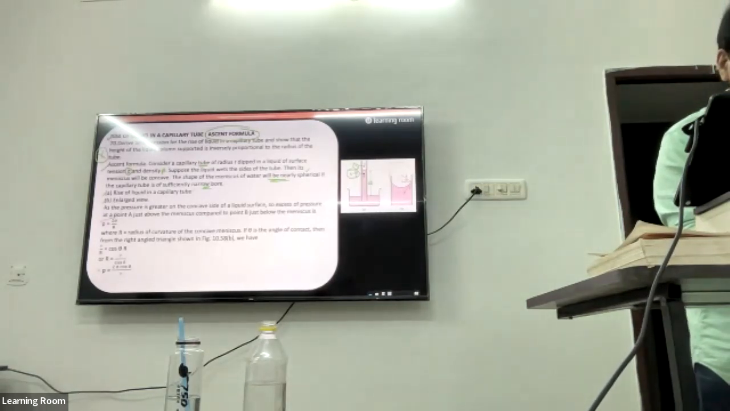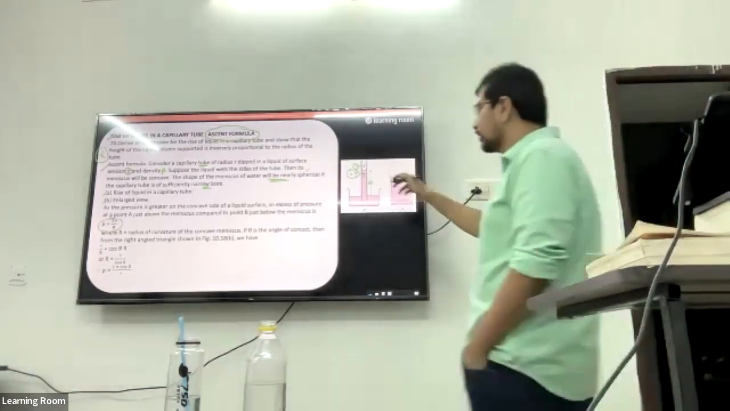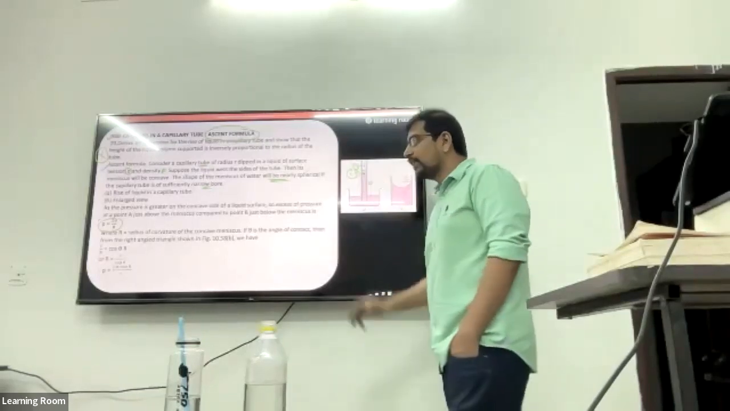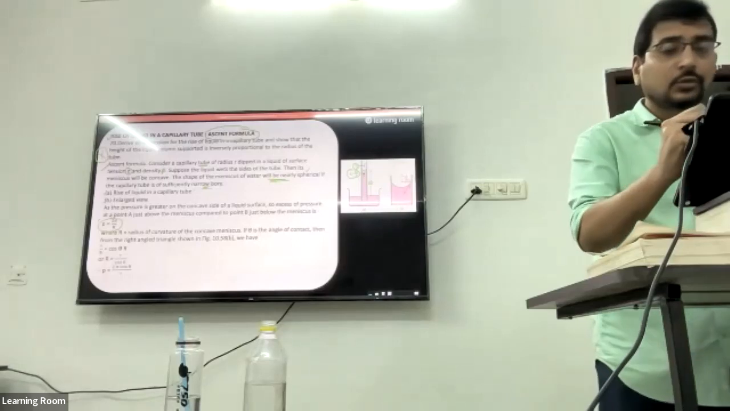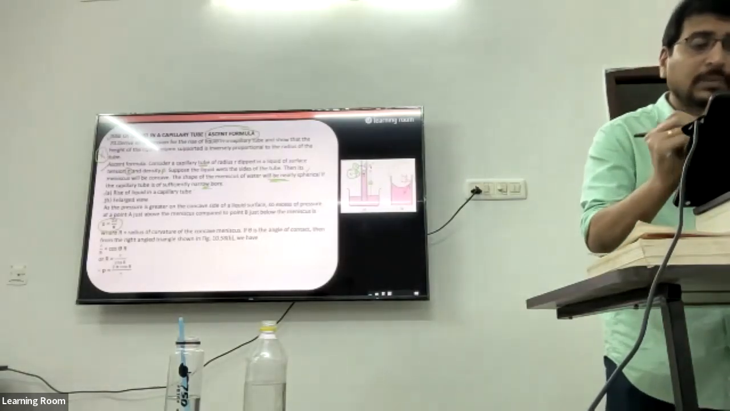There will be a pressure just below the surface. What is the value going to be? This 2T divided by capital R, where capital R is going to be the radius of this meniscus.